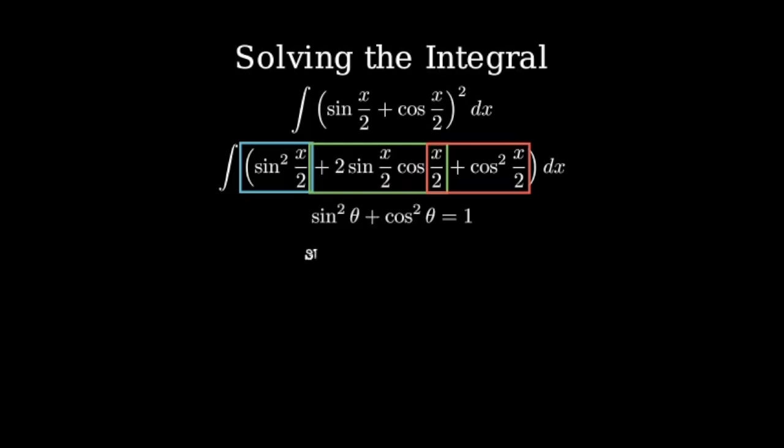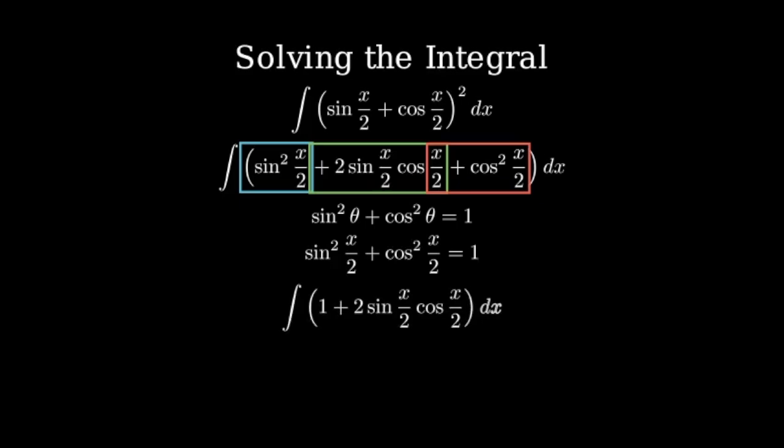We know that sine squared theta plus cosine squared theta equals 1. So, sine squared x over 2 plus cosine squared x over 2 equals 1. This means our integral simplifies to the integral of 1 plus 2 times sine x over 2 times cosine x over 2 with respect to x.